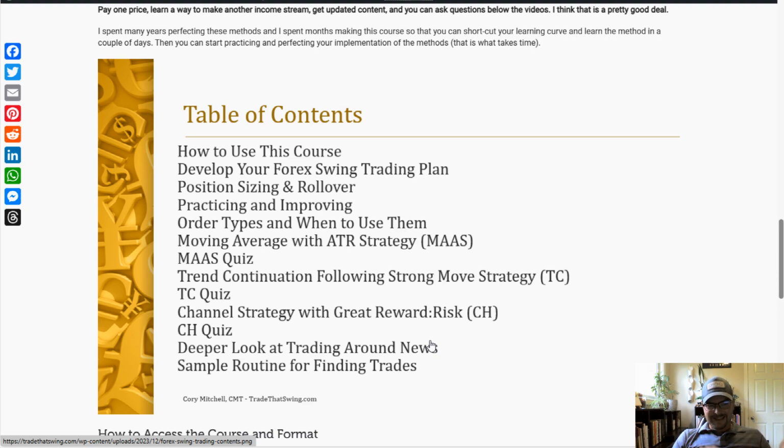So that video looks at just how we negotiate news. In what situations do we hold our trades through news? In which situations should we wait for news to come out and then place our trades? And just how we navigate that overall news situation, because some of these events can cause really big price movements.